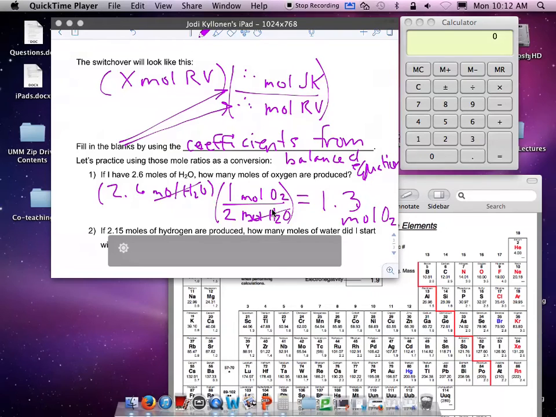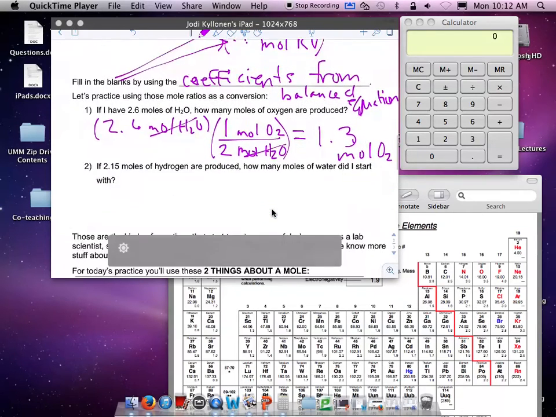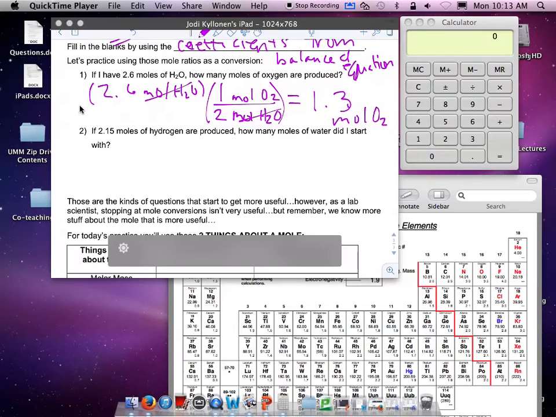So the only thing that's different here, in order to make stoichiometry seem not so foreign, is that it's still dimensional analysis. It's just that you fill in your conversion from the coefficients of your balanced equation.